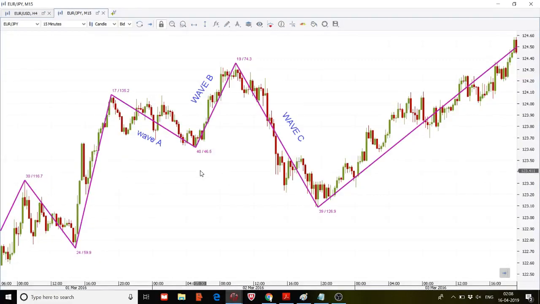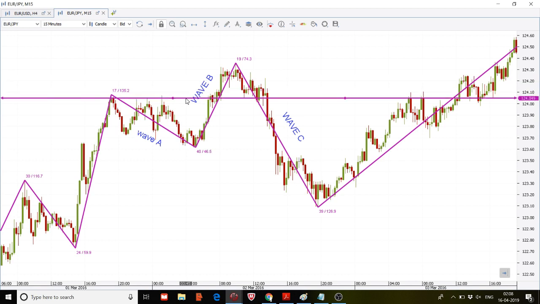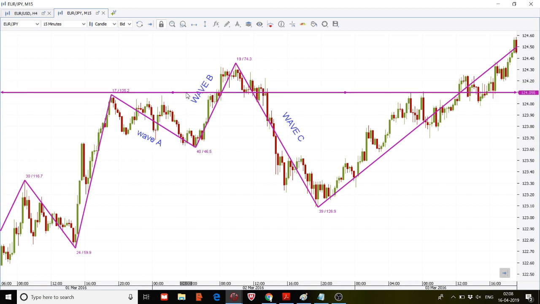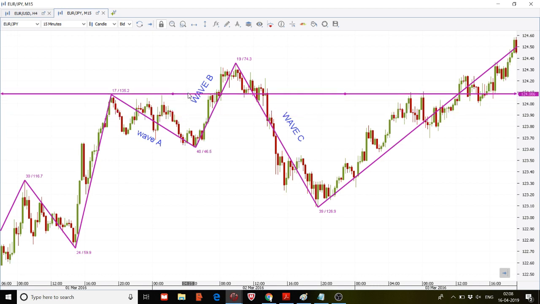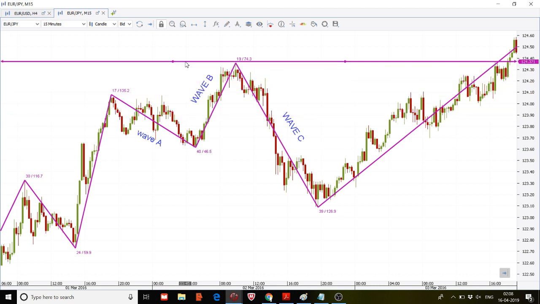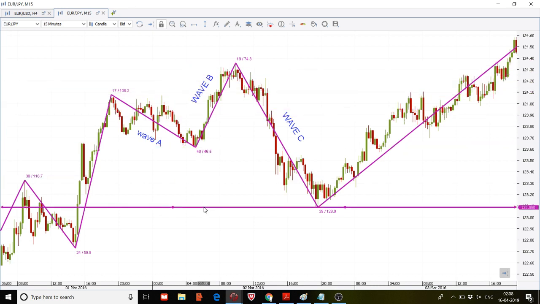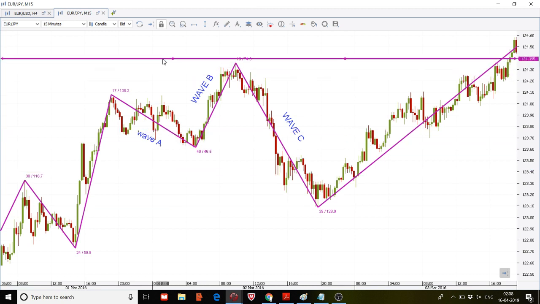Now, the entry point. The main thing is the entry point. So what you can do, you have got the wave A here, and then wave B, and it is wave C here. Now the task is to find the entry point, how we can use this knowledge in the trade.